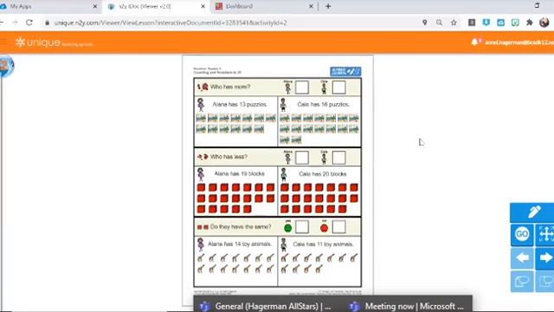Now we can count numbers up to 20. Tell yourself this, boys and girls: I can count numbers up to 20. All right, let's see here.